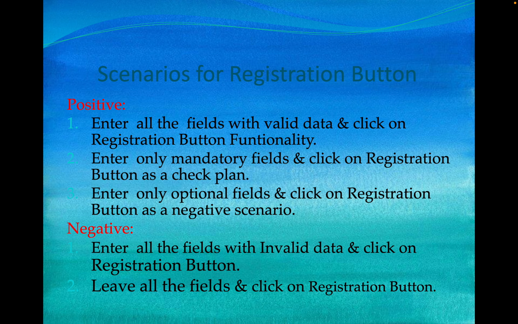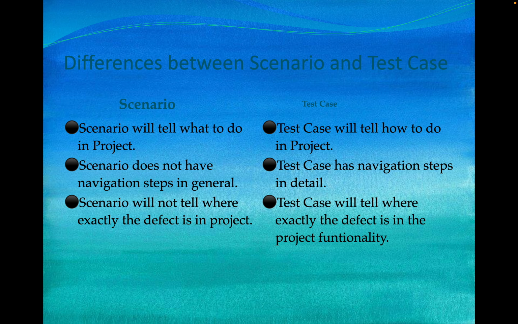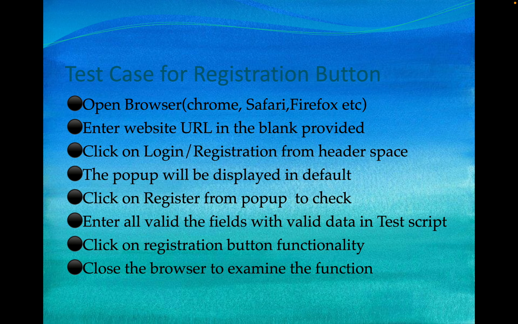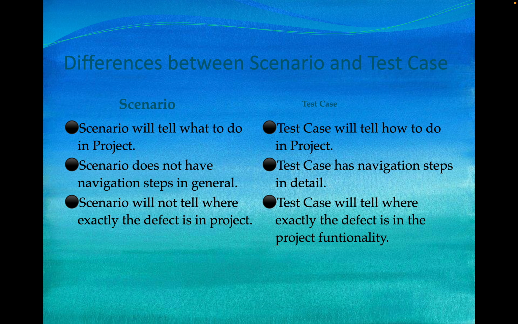Scenario does not have navigation steps. Test cases have to be written from that point of view, like you have to open the browser. Scenario will tell what to do. Test case will tell how to do. Scenario does not have navigation steps. Test case has navigation steps. Scenario will not tell where exactly the defect is. Test case will tell where exactly the defect is.